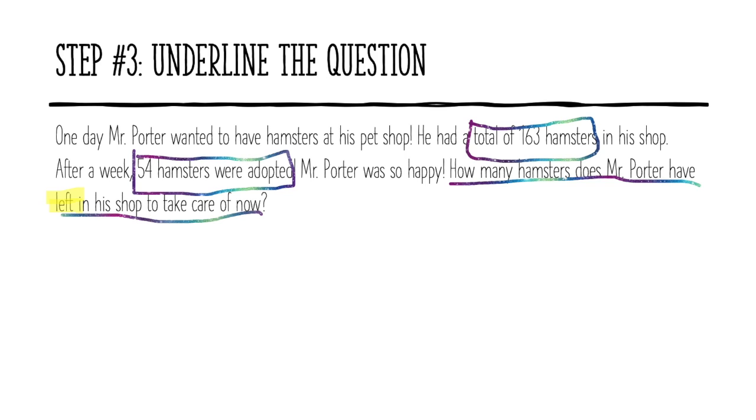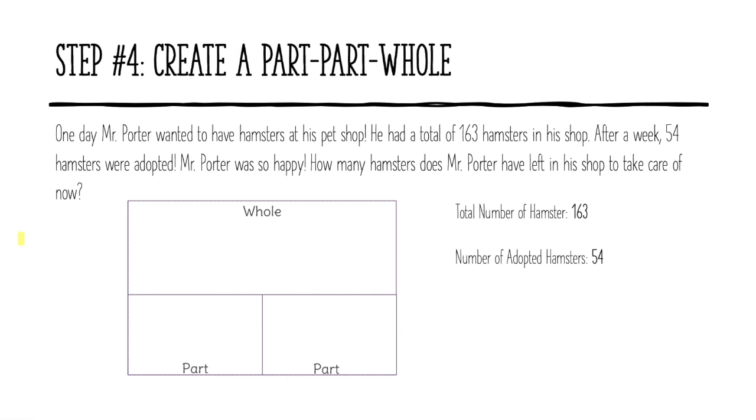All right, y'all ready for step number 4? We're creating that part-part whole. With the information we've already collected, we already took that 163, we already took that 54, and we put the information down here. The total number of hamsters Mr. Porter had was 163. The number of adopted hamsters was 54, and we underlined our question. How many hamsters does Mr. Porter have left in his shop to take care of? So we're using this little organizer here to put our numbers into place. This is going to help us figure out if we're adding or subtracting. Looking at the information right over here, what do you guys think? Where is 163 going to go?